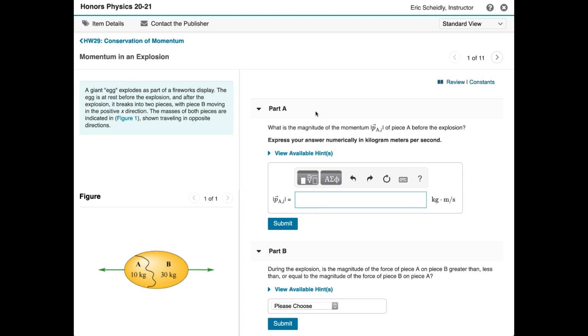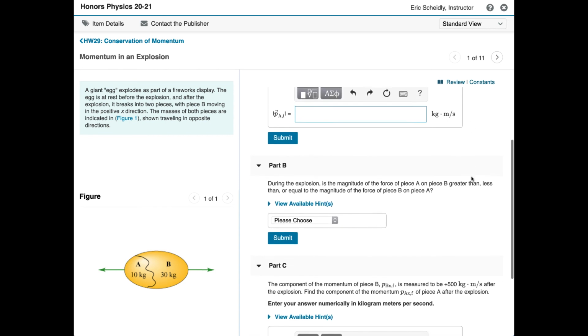What is the magnitude of the momentum of piece A before the collision? Well, before the collision, there's no momentum whatsoever. So the momentum of A before the explosion is equal to zero.